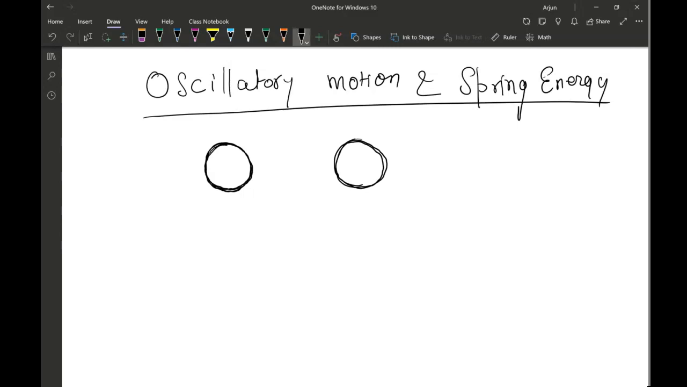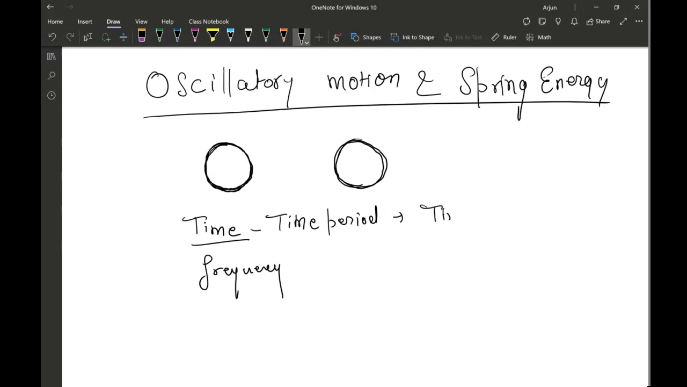Now, with regards to the repeated motion, there are two terminologies which we need to know. One is the time, and another is frequency. Time is also called time period. Time period means the time taken to complete one cycle. That is the time period.